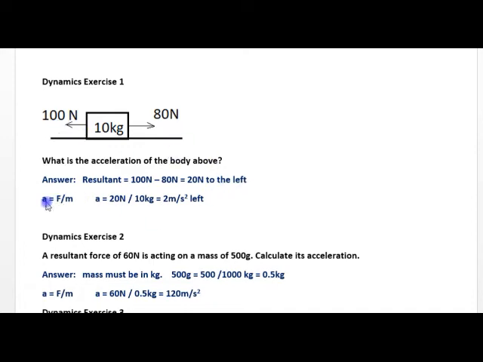And the acceleration, F over m. The force is 20, we calculated. Divide by mass 10, that gives 2 meters per second squared to the left.